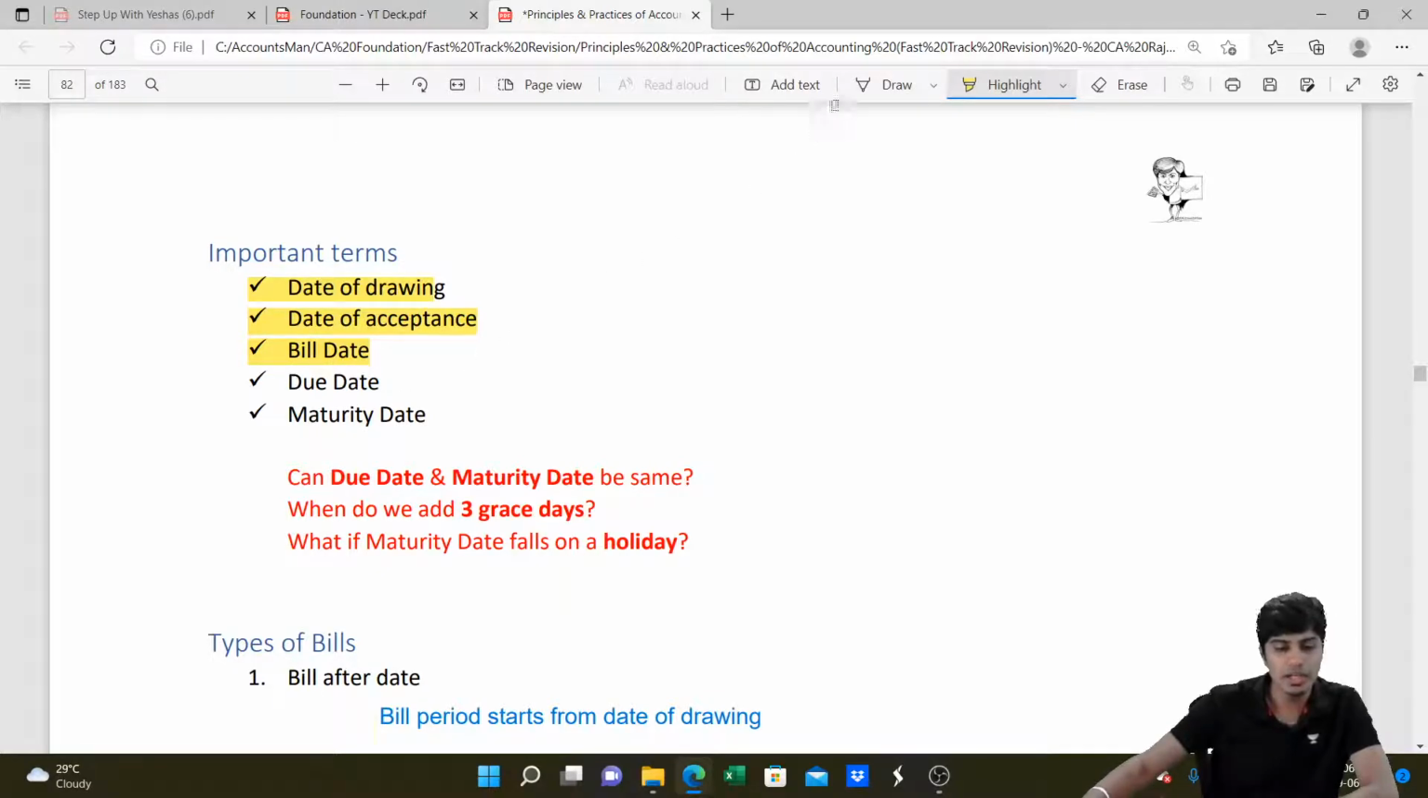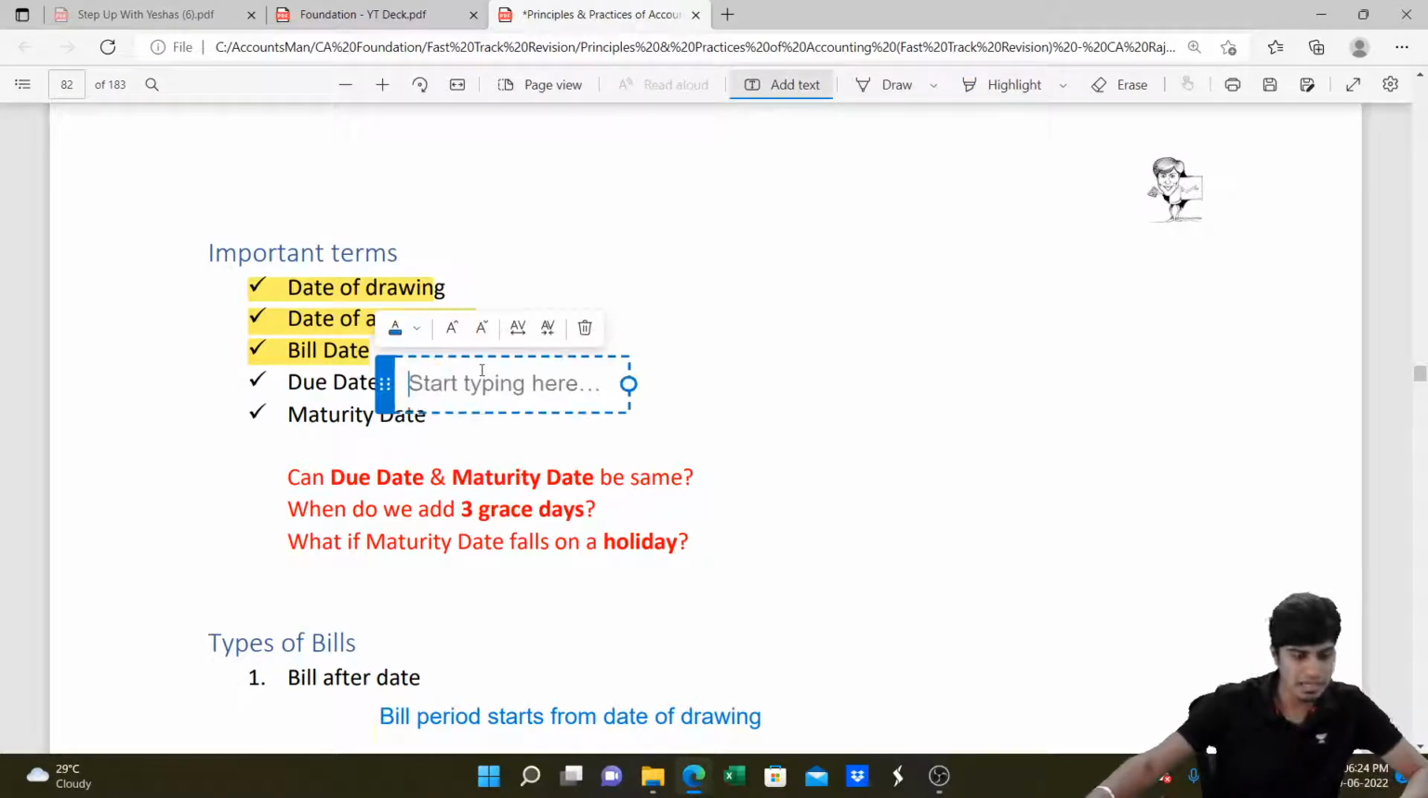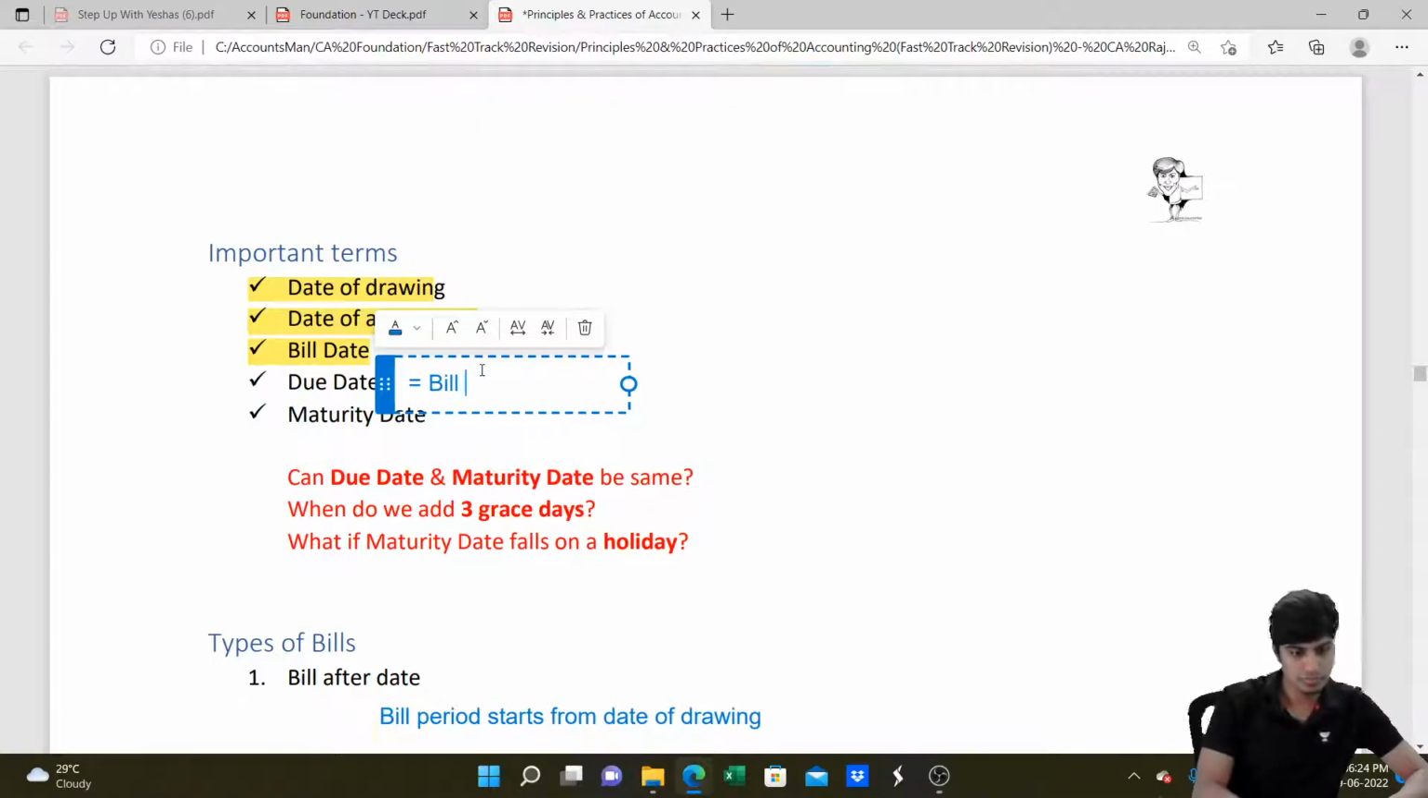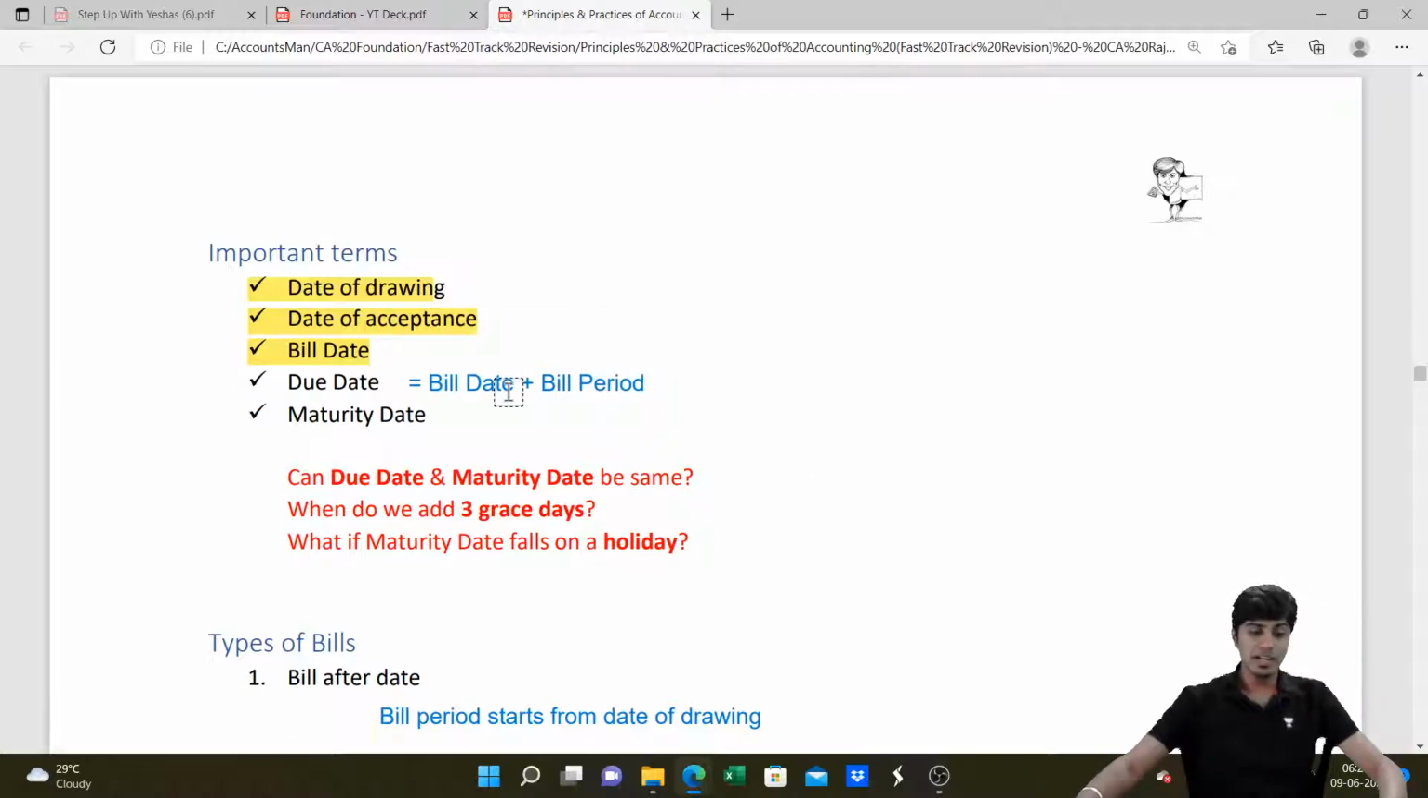Now what is due date? Due date is bill date plus bill period. This bill date can be date of drawing or date of acceptance, depending upon whether it is bill after date or bill after sight. If it is bill after date, you start counting from date of drawing. If it is bill after sight, you start counting from date of acceptance. Then you add the bill period.